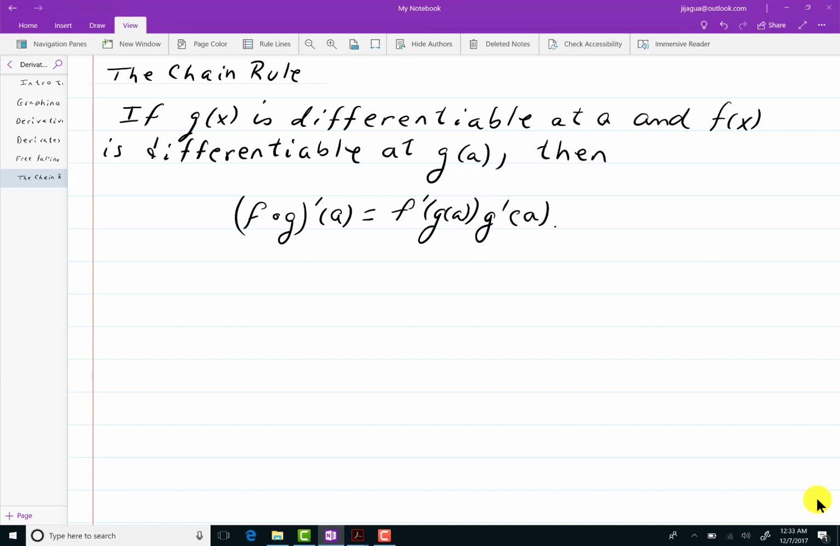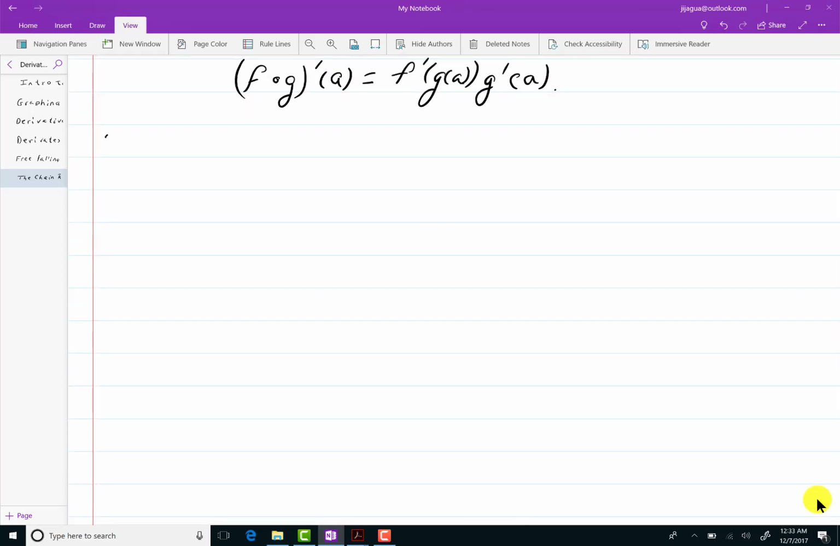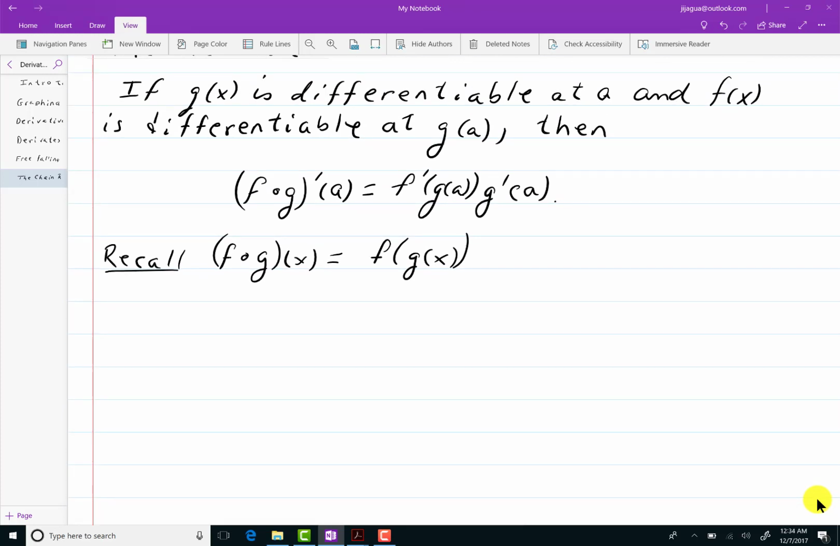We'll talk about the particulars here in a minute, but you should recall, when you see something like f circle g of x, that is the composition of f with g. That is written as f of g of x. So, with that in mind, this is a statement about composition of functions.